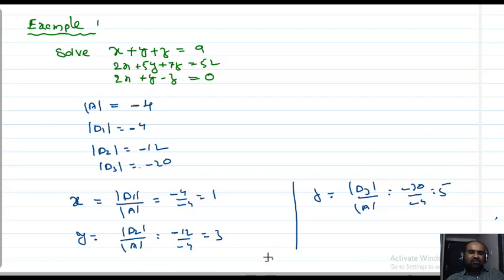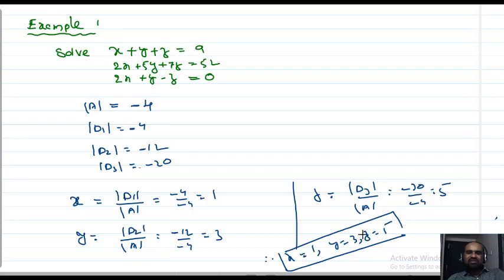So you need to write the conclusion. Therefore, x equal to 1 and y equal to 3, comma z equal to 5 is the solution of the system. Or you can cross check: 5 plus 3, 8 plus 9, first equation satisfying. Similarly, all the equations will satisfy. In this way, you can find x, y, z values, or you can solve a system of linear equations by using Cramer's method or Cramer's rule.